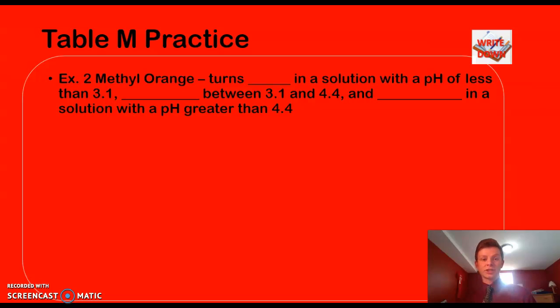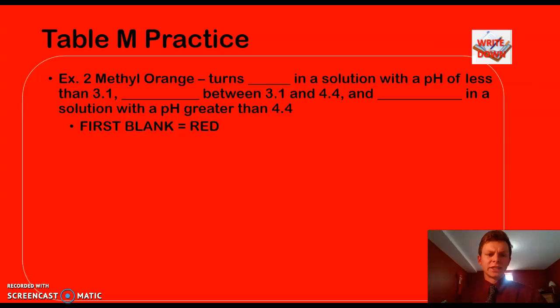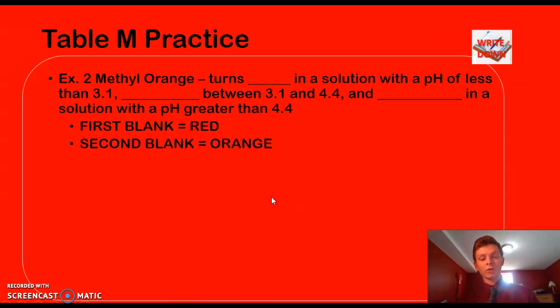So at a pH less than 3.1, the color is going to be the first color listed, so it should be red. This first blank is red. Then, with a pH in between 3.1 and 4.4, which is the approximate pH range for color change, what is the combination of red and yellow? You would get orange. So the indicator and the solution would look orange in between a pH of 3.1 and 4.4. And then finally, once you get to a pH greater than 4.4, you will see a yellow color.